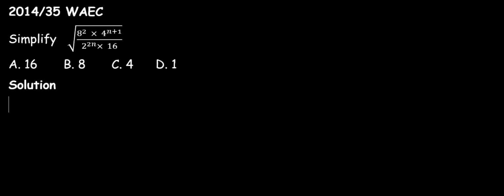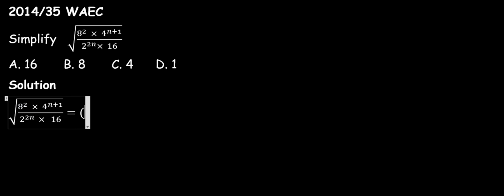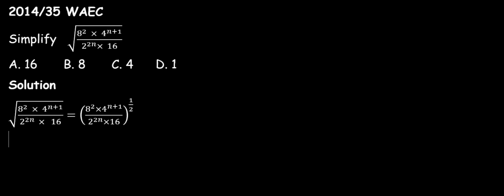Solution. Let us represent our given problem properly. We rewrite the given problem. It's equal to, produce a bracket, 8 squared times 4 raised to power n plus 1, close your bracket, that's the numerator, over 2 raised to power 2n times 16. Then we'll close our bracket, raised to power half. We have not done anything, we only represented our problem properly.